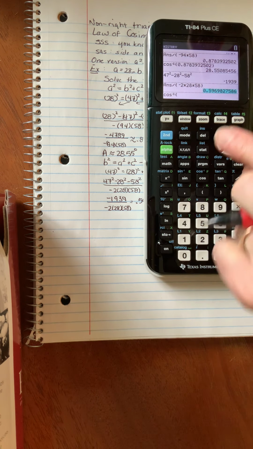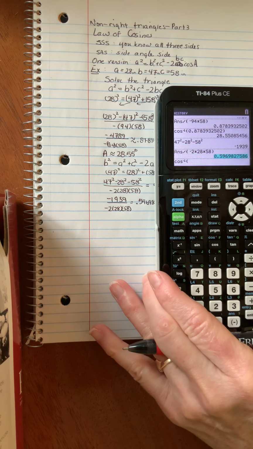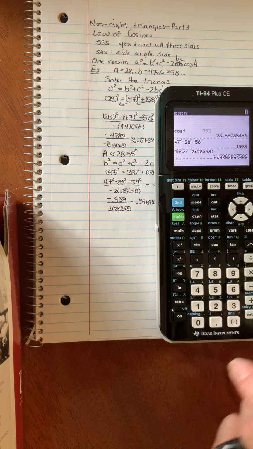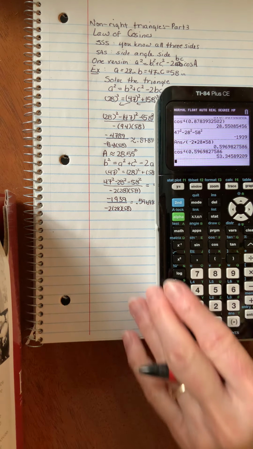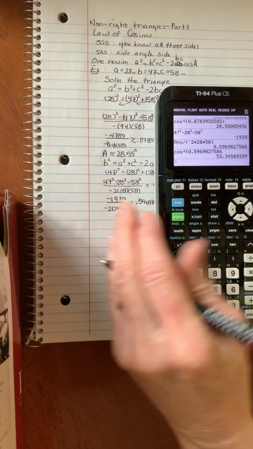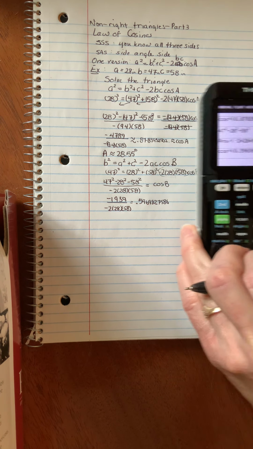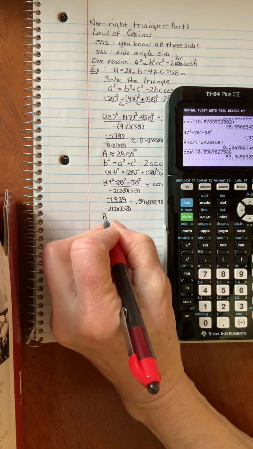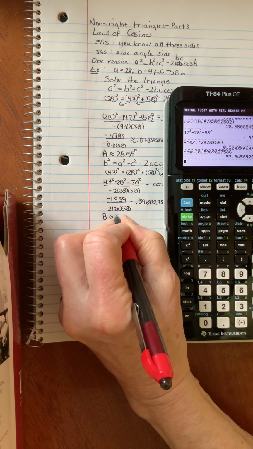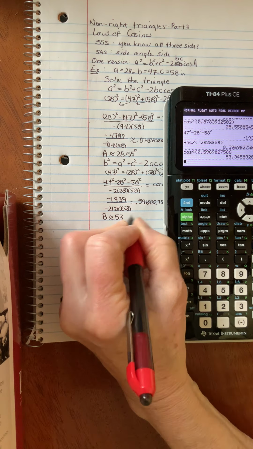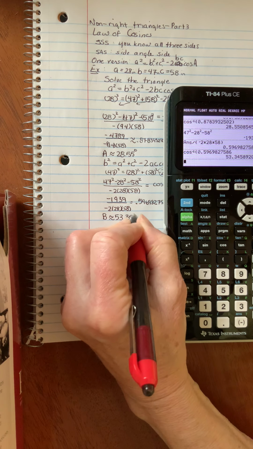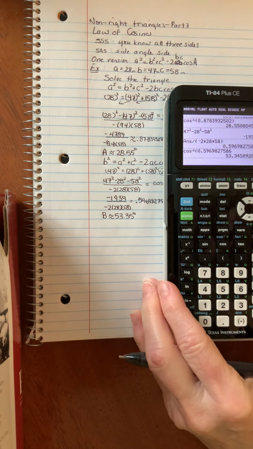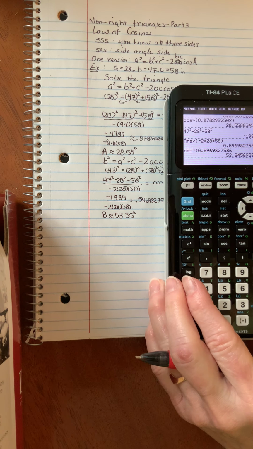I push that, and then come up and grab this number, inverse cosine of that number, and then I hit enter. So I've got this angle, which is supposed to be B. So B is approximately 53.35 degrees. Now you don't have to do the third one because triangles add up to 180.